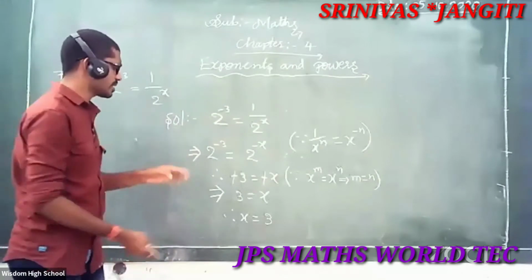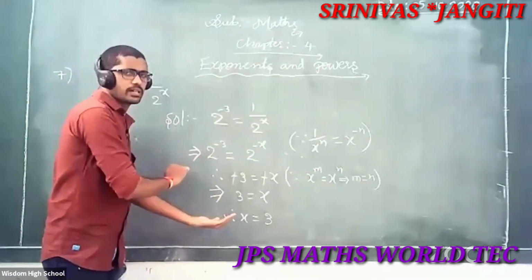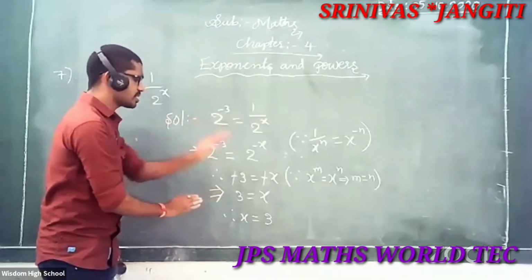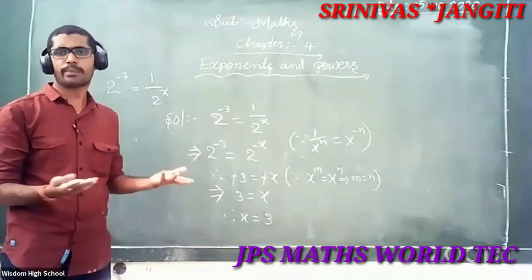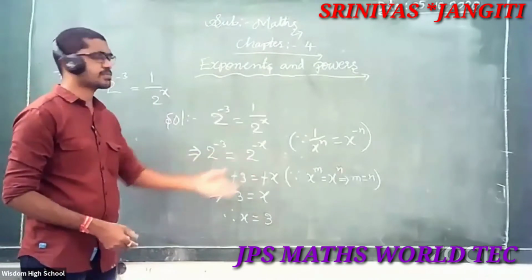Both sides cancel. Or otherwise, this x is on this side, then positive. This 3 is on that side, positive. You know that plus becomes a minus, minus becomes a plus. That you should apply. That is also not a problem. Or simply, minus minus cancel it.